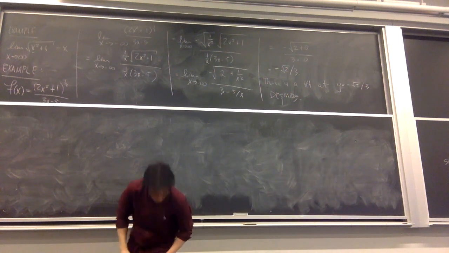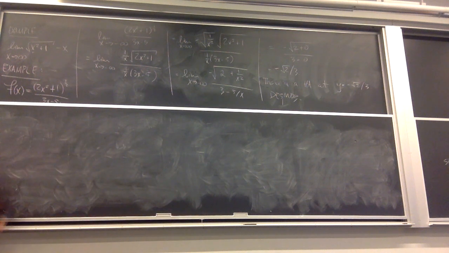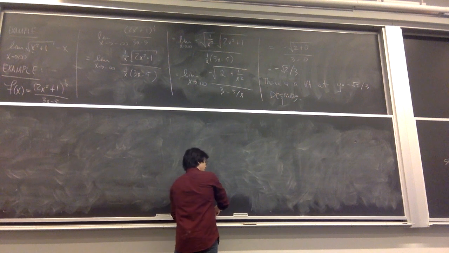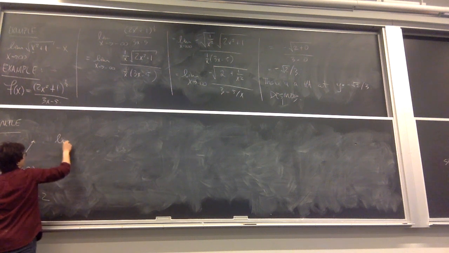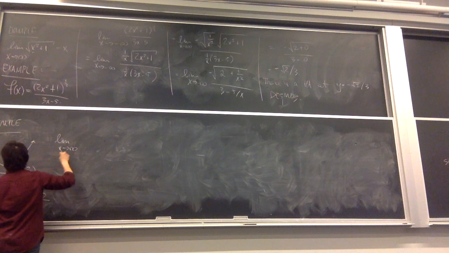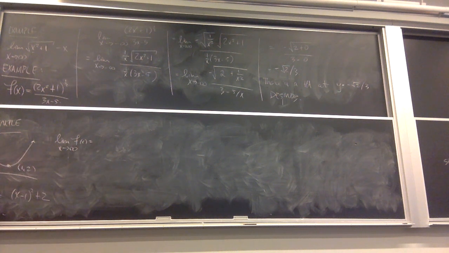Okay, so we can say this. We have a notation. I'm just going to give you a simple example. Here's just a parabola. Let's say that this goes through 1, 2. That means this is the parabola x minus 1 squared plus 2. What is the limit as x goes to infinity of f of x here? Can you read it geometrically?